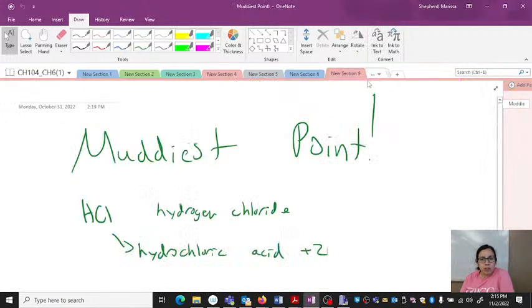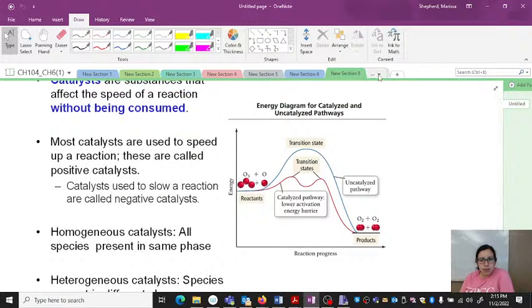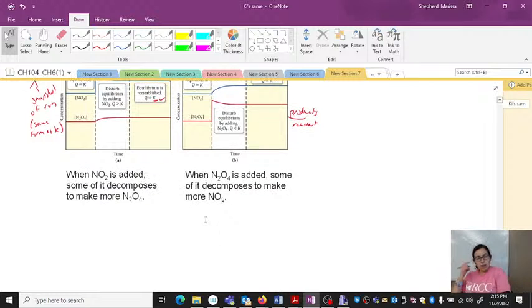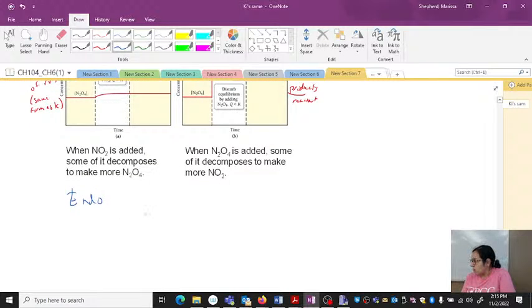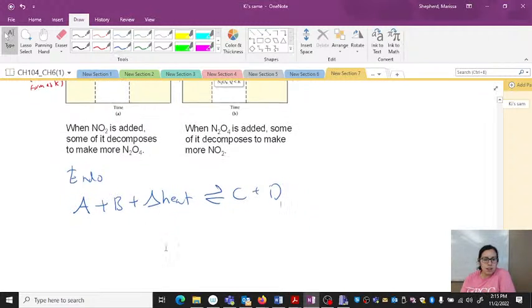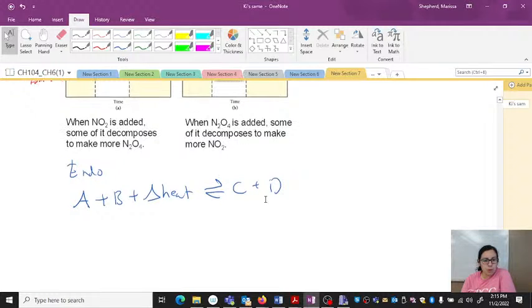Okay, I forgot one little point with Le Chatelier's principle. The key thing is it still applies to endothermic and exothermic reactions. With endothermic, let's say you have A plus B plus heat, so you can treat heat like a reactant, and that gives you C plus D. If you remove heat from it, that would not be favorable, so it would shift backwards to make more heat. Meanwhile, if you wanted to drive it forward, you could add heat. Adding heat would be like adding a reactant. It would drive it forward.